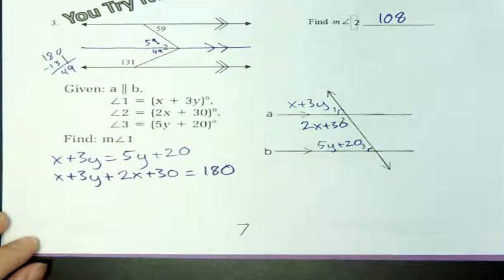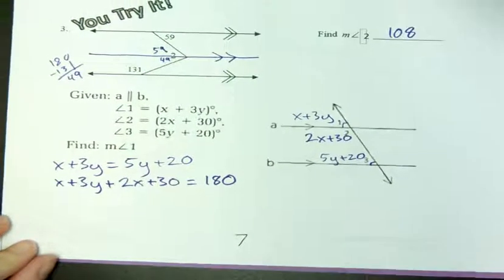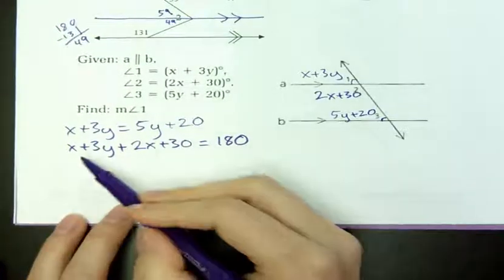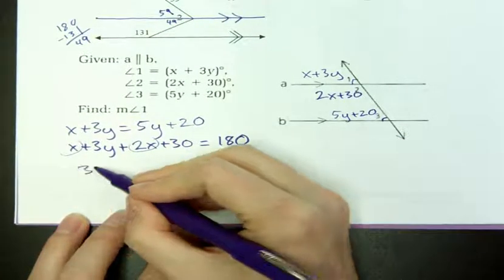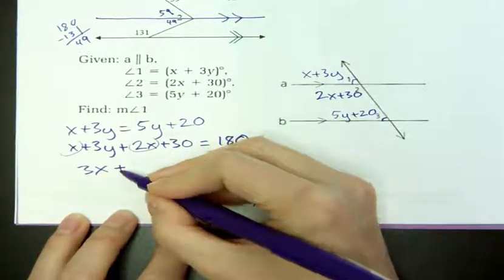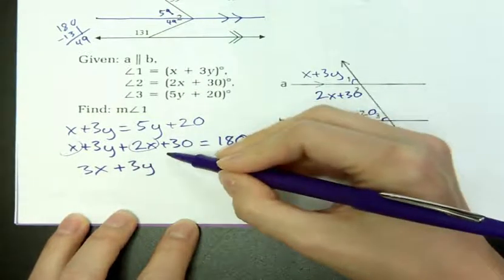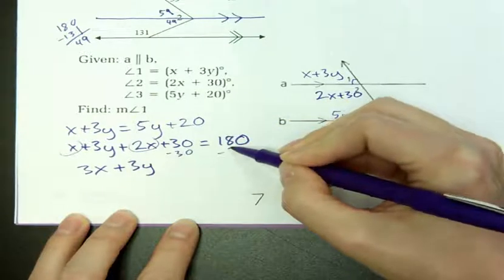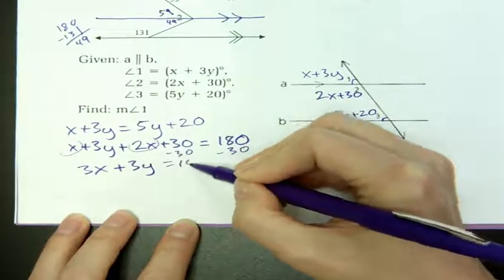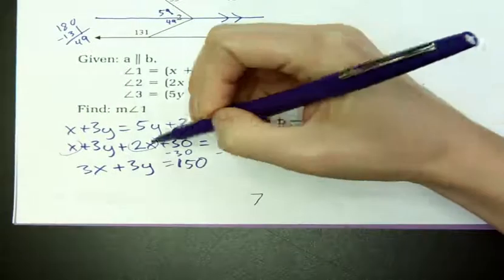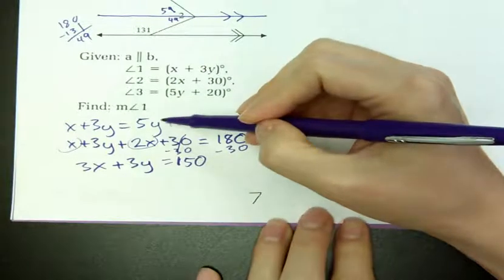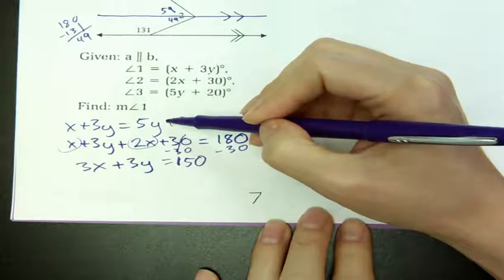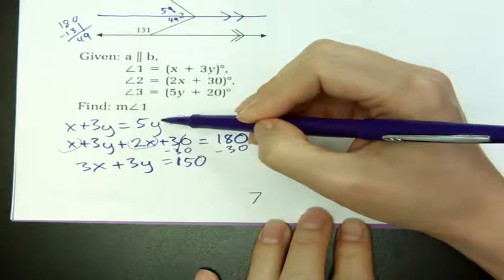What do you think the easiest way to solve this type of equation would be? Okay, so let's start by simplifying the second equation. So I'll combine my x's to get 3x plus 3y, and then I'm going to subtract 30 so that it's over with 180. So it equals 150. So I just simplify that equation first. How would I simplify my first equation? Subtract 3y from both sides.